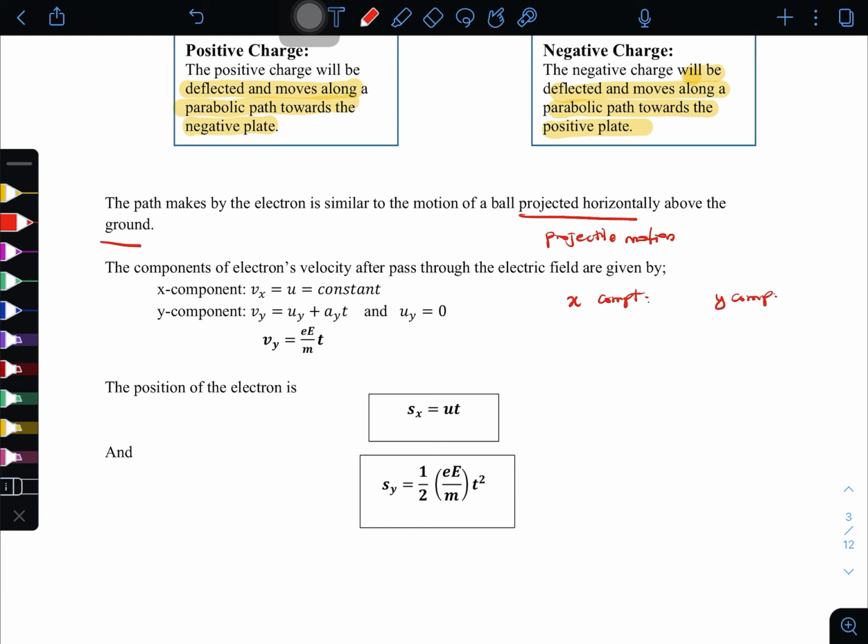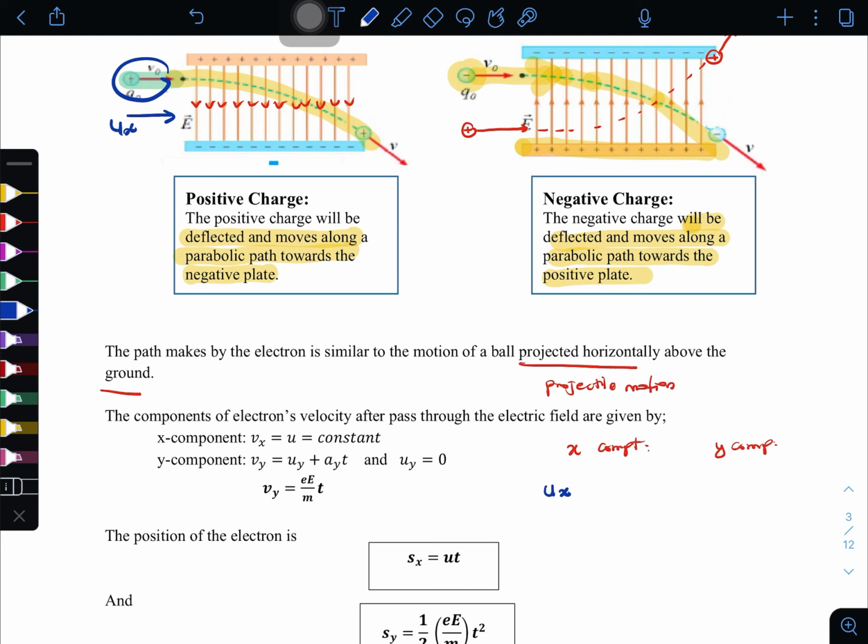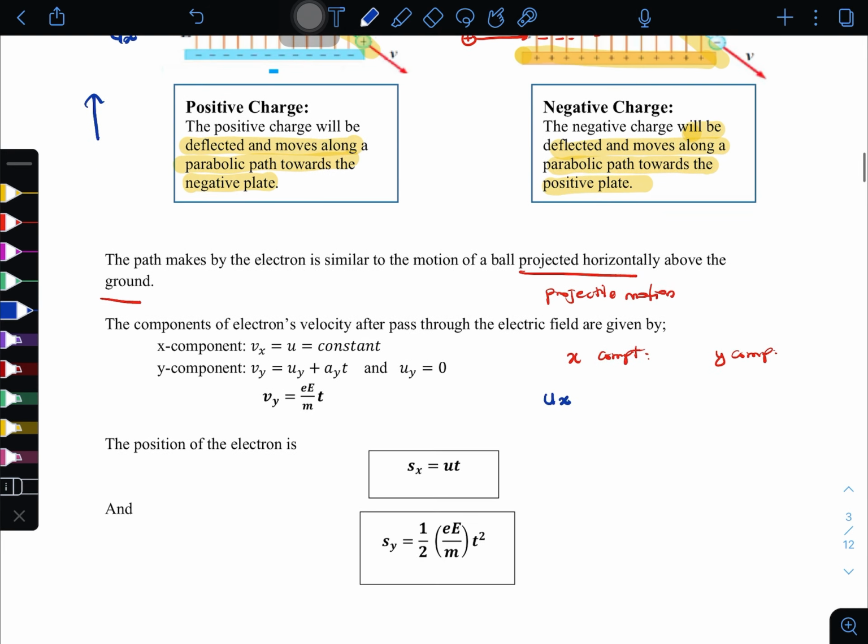Okay, x component, y component. So, kita belajar kita ada SUVAT dan kita ada 3 formula. So, untuk x, ux, dia masuk dengan ux dekat sini. Dia masuk dengan u in x component sebab dia masuk horizontally, dia tak masuk vertically. So, ux akan ada nilai dan ux always sama dengan Vx. So, y, uy-nya always equals to 0 sebab dia tak masuk in y component.